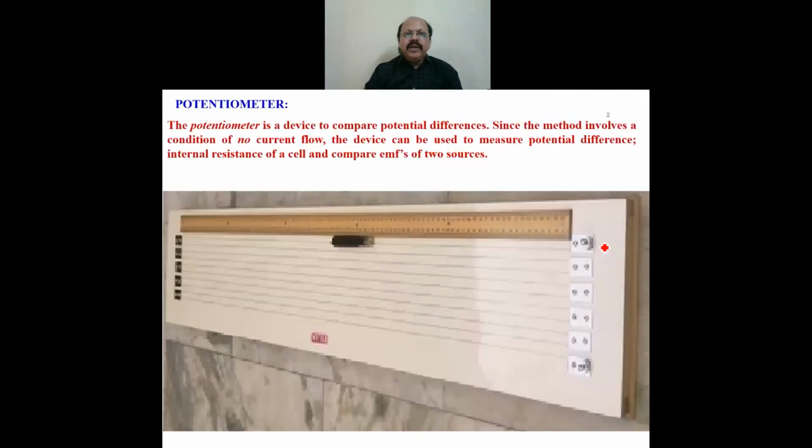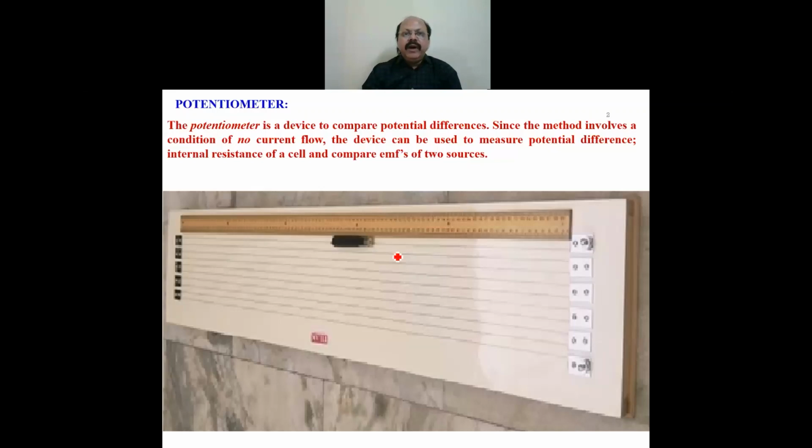First, what is a potentiometer? You can see here in the diagram, a potentiometer of 10 wires is shown, each wire of length 1 meter. This whole apparatus is a potentiometer. There is one black object here, that is called a jockey. With the help of this jockey, we will find a point at which the galvanometer shows no deflection. So first you understand what is a potentiometer.